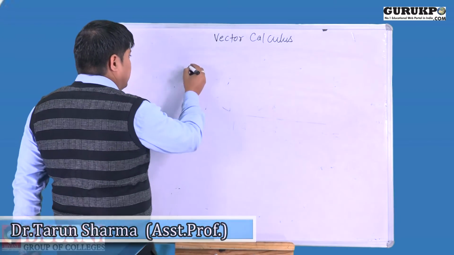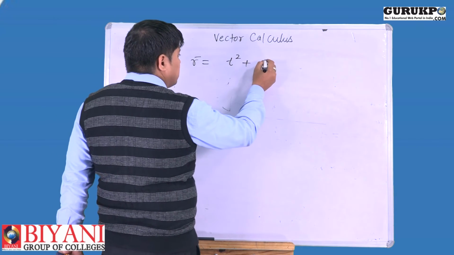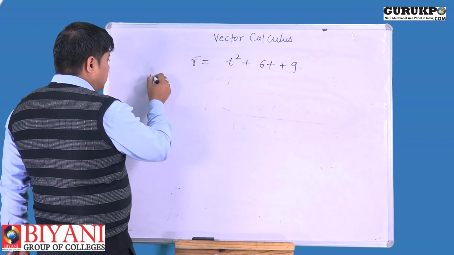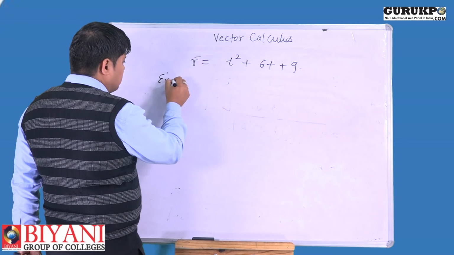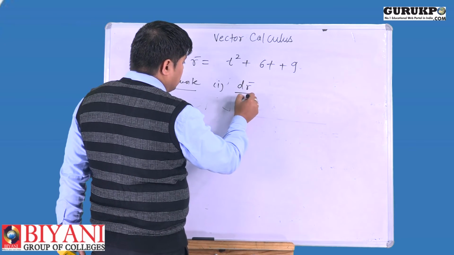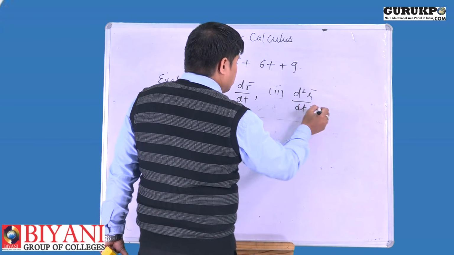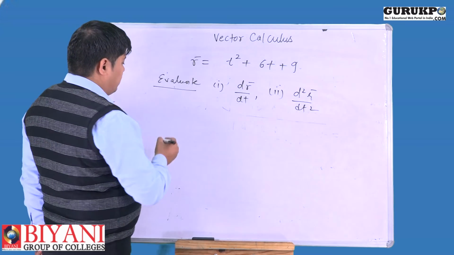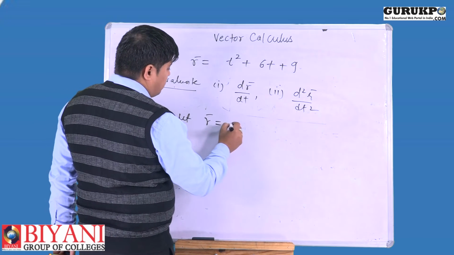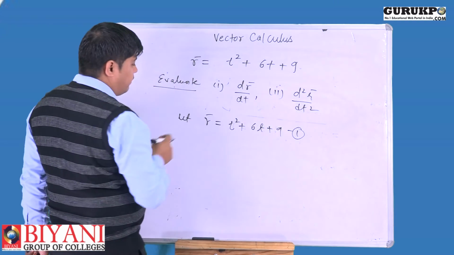Suppose that we are given r equal to t square plus 6t plus 9, and we are asked to find dr by dt and d2r by dt square. So how do we proceed? First of all, we write: let r equal t square plus 6t plus 9. This is the given relation.